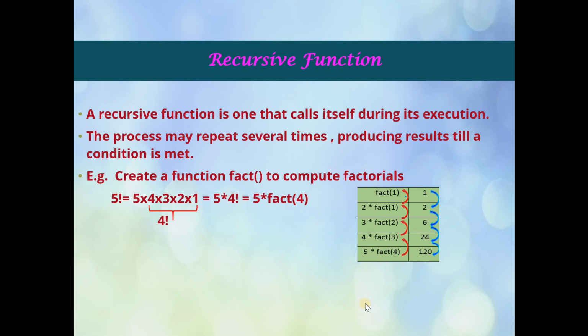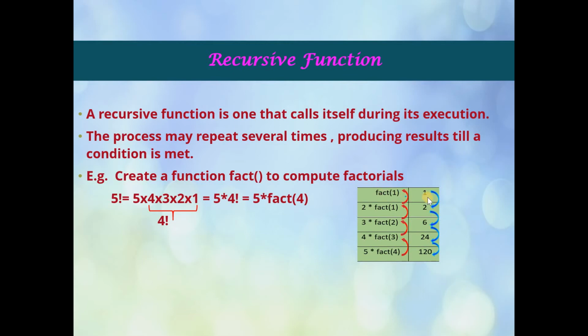When the function is called first, a step 5 times fact(4) is created. Then the function fact(4) is called again. Then 4 times fact(3). Then this is called again, 3 times fact(2), and fact(2) is called again. We get 2 times fact(1) and then we have fact(1). Now the computation of factorial starts.